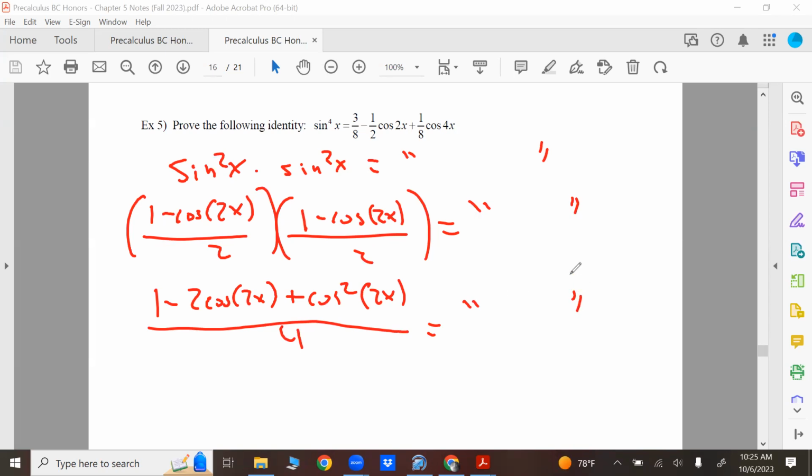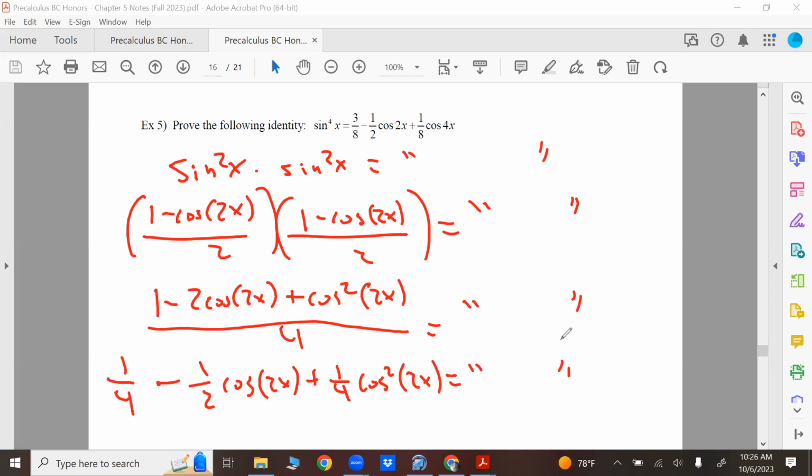Okay, I'm going to let you guys battle through the rest. Your job is to make the left side look like the right side. I mean, you probably could put a 1/4 for now, a -1/2 cos 2x, and a plus 1/4 cos squared 2x. Okay, now let's get through the rest. Figure out how the rest will look. And by the way, we do have a power reducing formula for cosine squared 2x. You have a power reducing formula for that also.